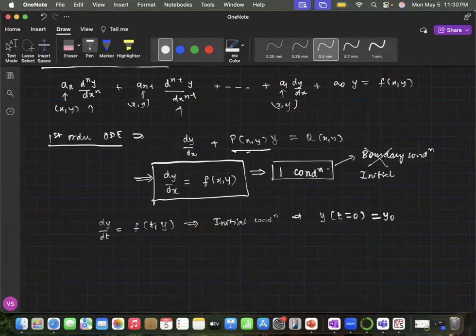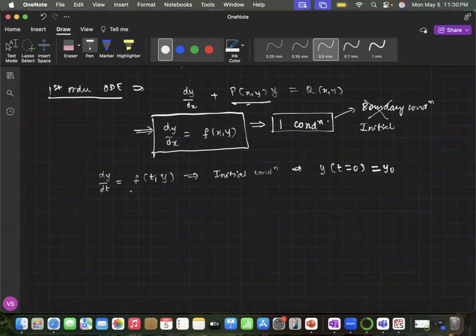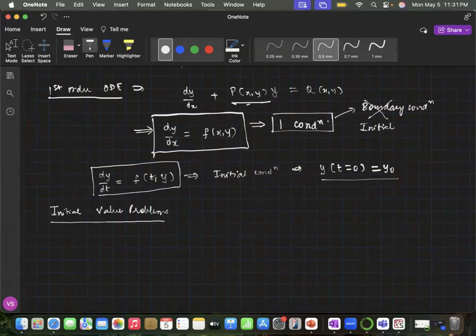And since you need an initial condition in this case, these kinds of differential equations give rise to what are known as initial value problems. So initial value problems require you to specify an initial condition along with the differential equation, right? And you can use the two to solve the problem.